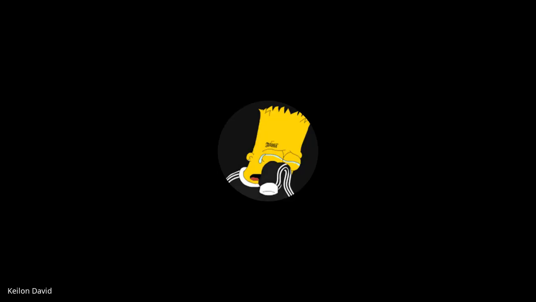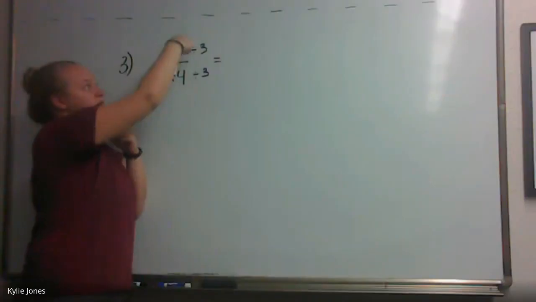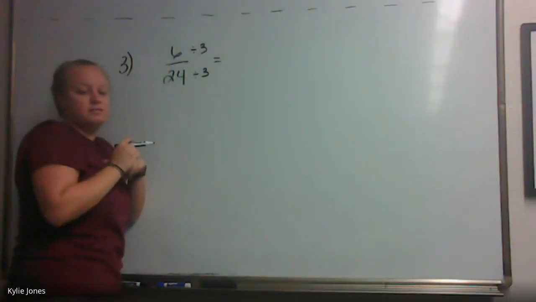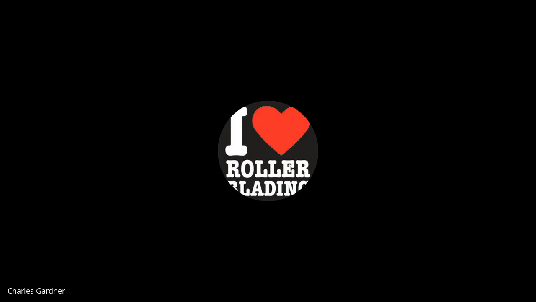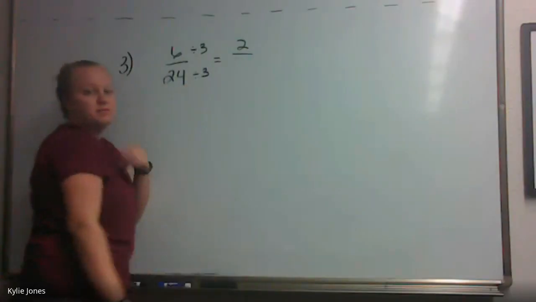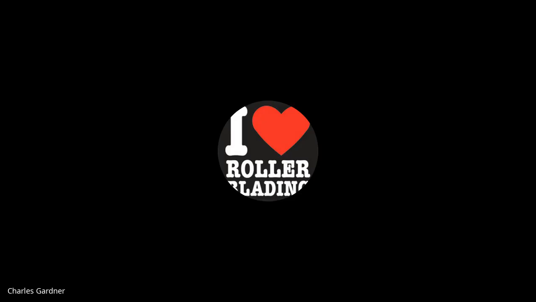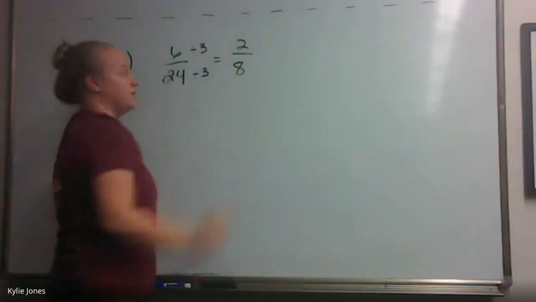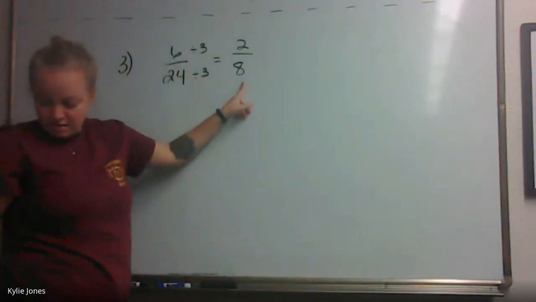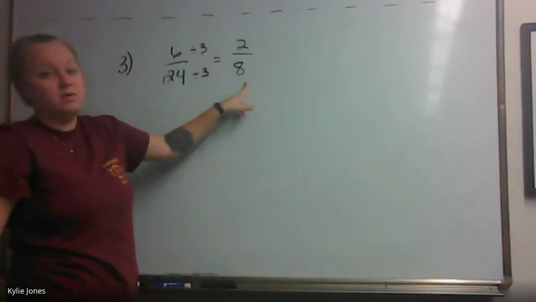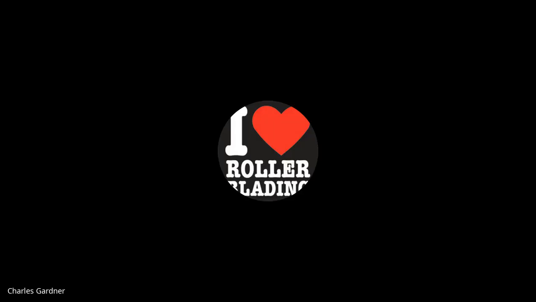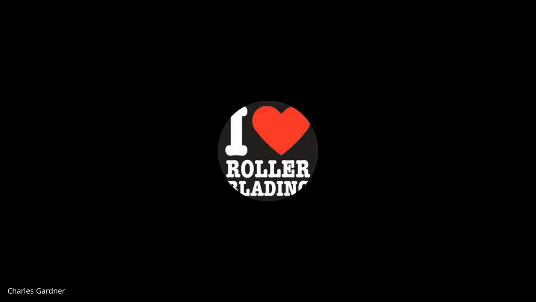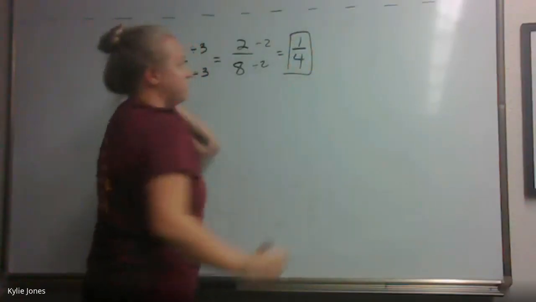What's 6 divided by 3? 2. Over what's 24 divided by 3? 8. So now we have 2/8. We're not in our simplest form yet because what number goes into both 2 and 8? Divide them by 2. Good. Then it'll be 1/4. So our answer here is 1/4.